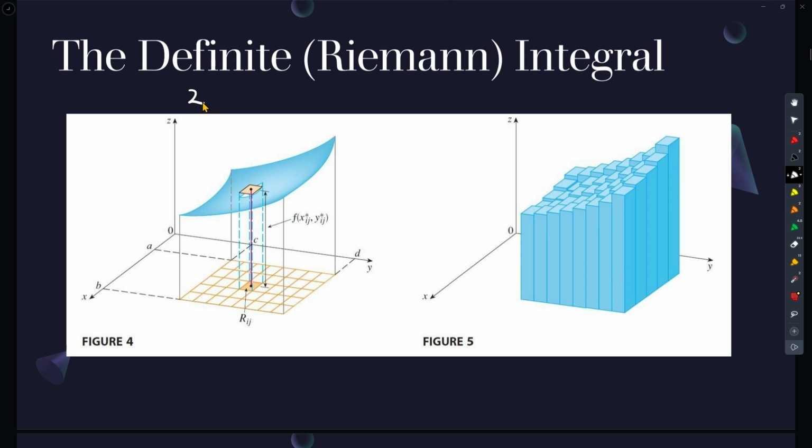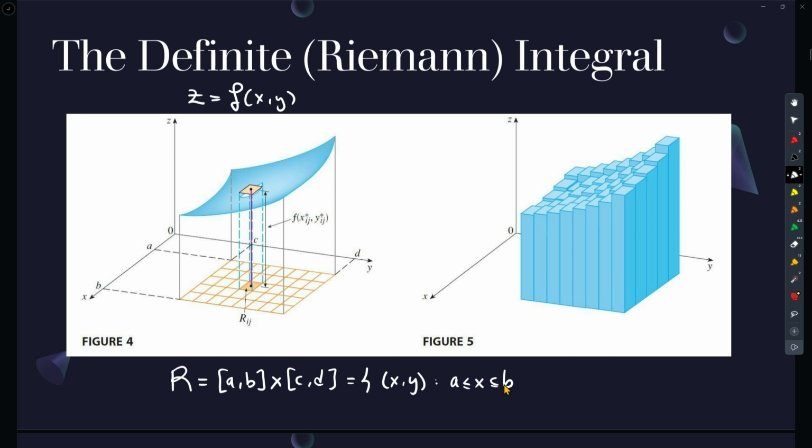Suppose now that we have a function of two variables, although we can do this for multiple variables, and I want to figure out what is the volume above this rectangle. This rectangle, by the way, is the rectangle given by [a, b] cross [c, d]. What that means is these points (x, y) on the xy plane such that the x value is bounded between a and b, and the y value is bounded between c and d.